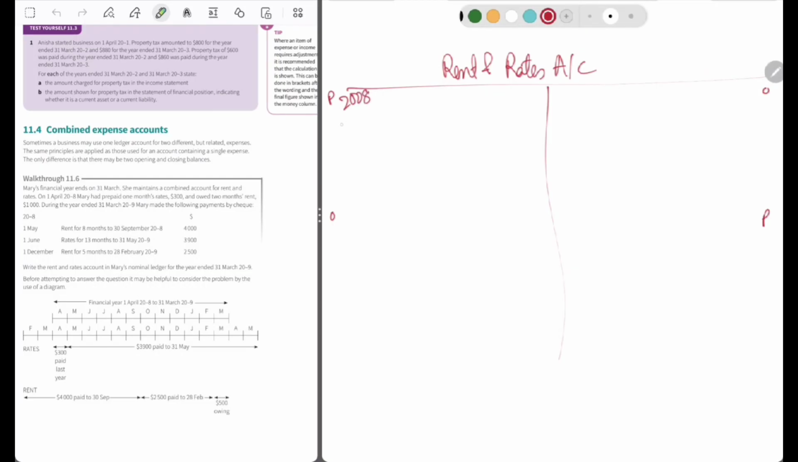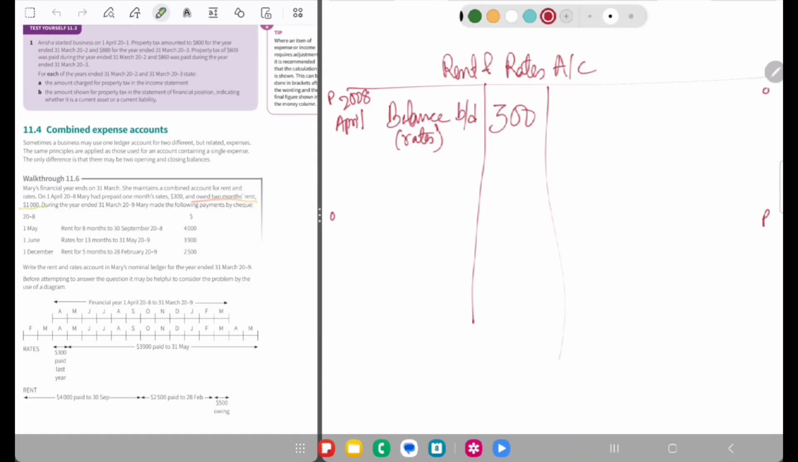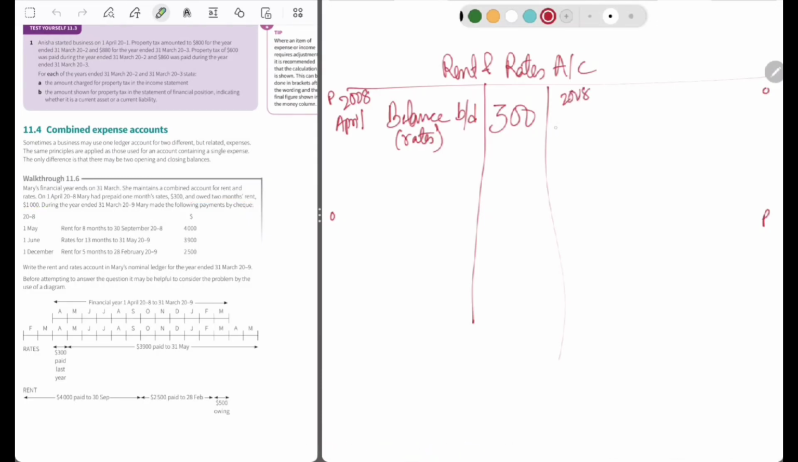This is 2008 April 1. Okay, here we write down balance brought down. So this was what? 1 month's rates $300. Okay, so this was for rates, we write down rates here. Next, and had owed 2 months rent $1000. So same date 2008 April 1. Again balance brought down is how much? $1000, and this $1000 is for rent.